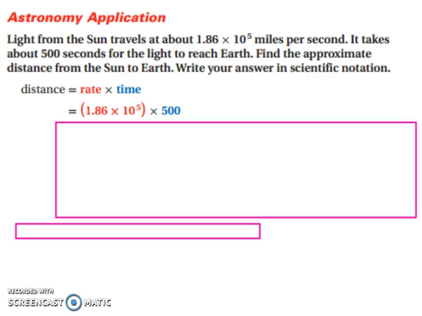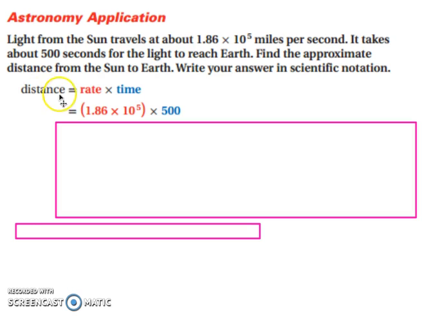Now let's look at an astronomy application. Light from the sun travels at about 1.86 times 10 to the 5th miles per second. It takes about 500 seconds for the light to reach Earth. Find the approximate distance from the sun to Earth. Write your answer in scientific notation.